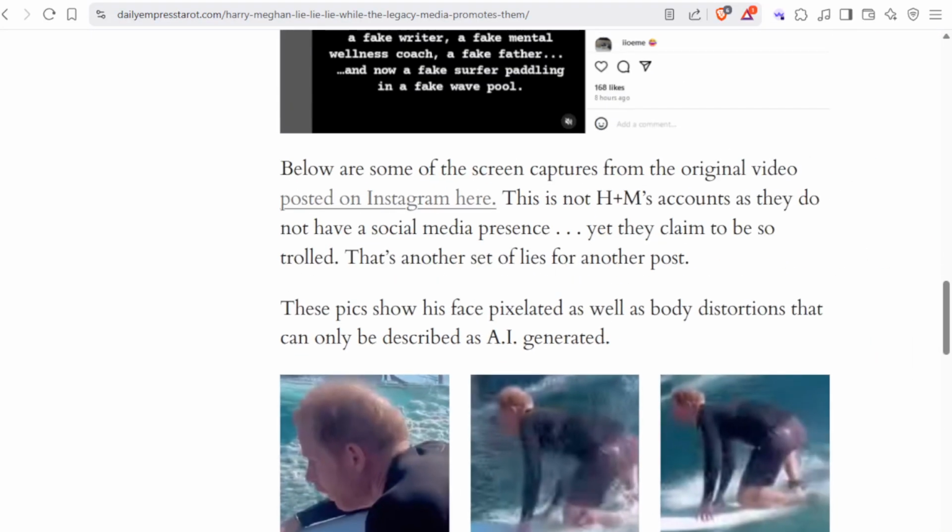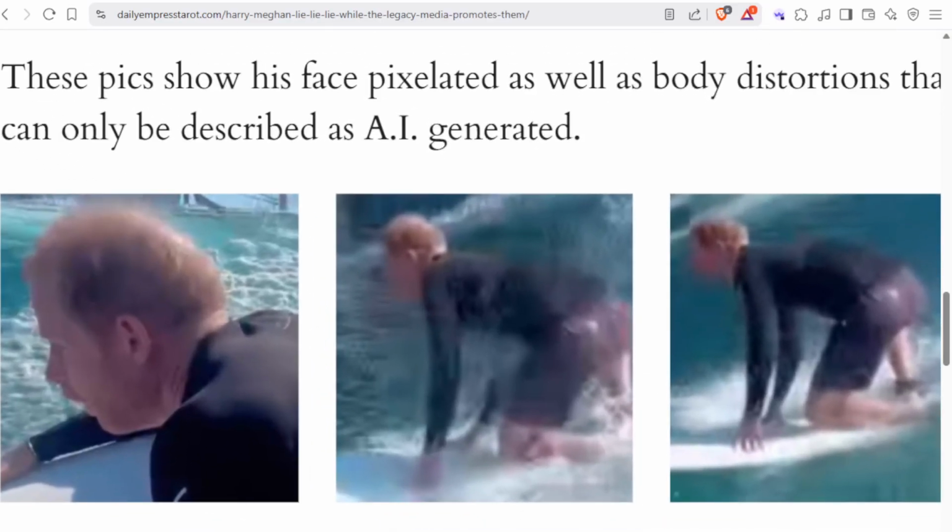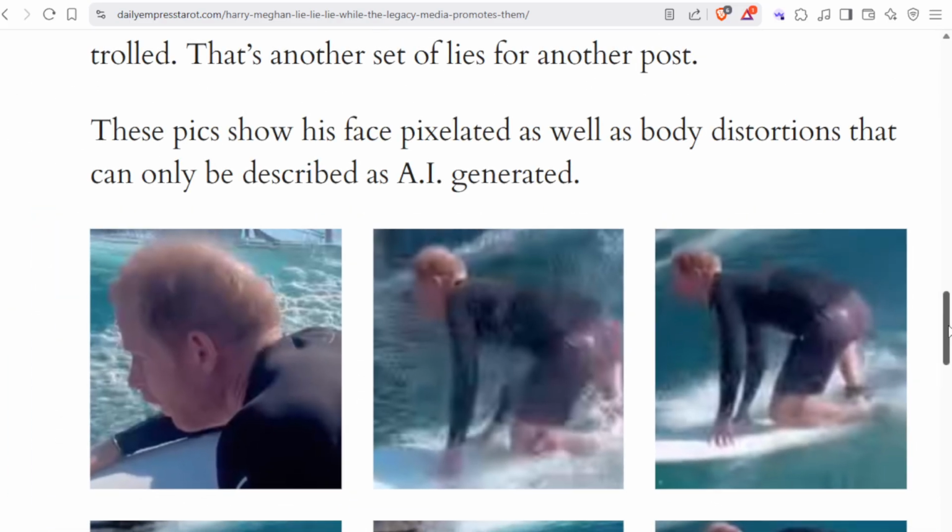So I just snapped a couple, and you can take a quick screen grab of it, and you'll notice how blurry things get. What AI will do is it'll be crystal clear, and then it gets blurry for a fraction of a second, and then it gets crystal clear again. And that's how you can tell it's AI.